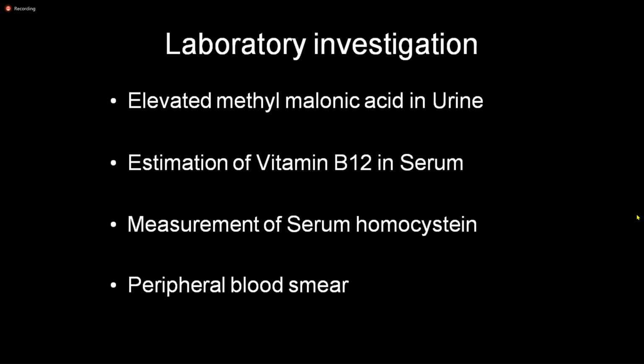Similarly, the peripheral blood smear is one of the important diagnostic tools. If you see the peripheral blood smear, you may see megaloblastic cells, big size cells with a big nucleus. Hypersegmented neutrophils can be seen. So the peripheral blood smear gives you a very good idea about the anemia.